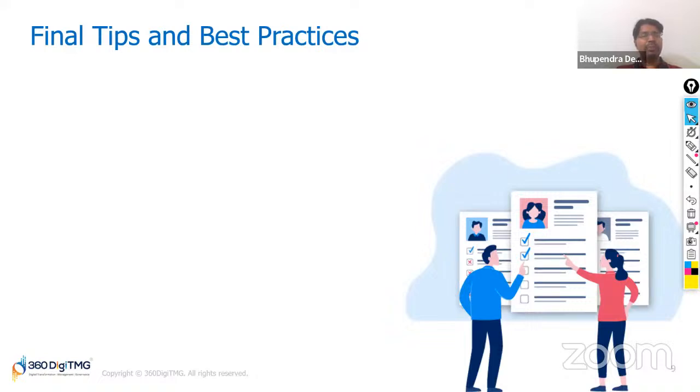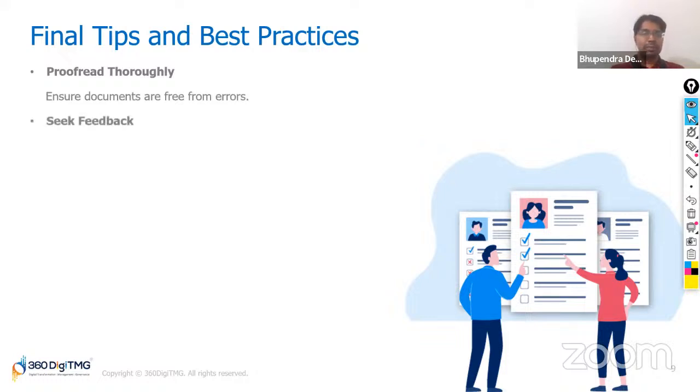Now, final tips and best practices. Make sure that whenever you are submitting or sending your resume to a company, you proofread it thoroughly. It's very important. Make sure you're not making any grammatical mistakes. Make sure you are not making any formatting mistakes. Fonts are proper, right? These things affect a lot. We don't understand it while writing a resume, but it is something that matters a lot. Again, we have discussed that it should be free from errors.